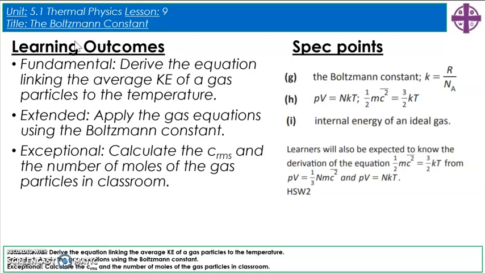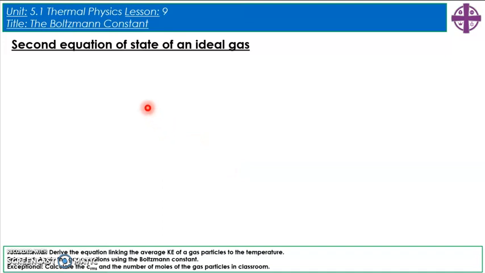This is lesson 9 in the thermal physics topic on the Boltzmann constant. These are the things we're going to be doing today, some of the equations, and there will be a derivation that you are expected to know from this. I'll let you know when we get to that. So first off, we're going to do the second equation of state of an ideal gas.